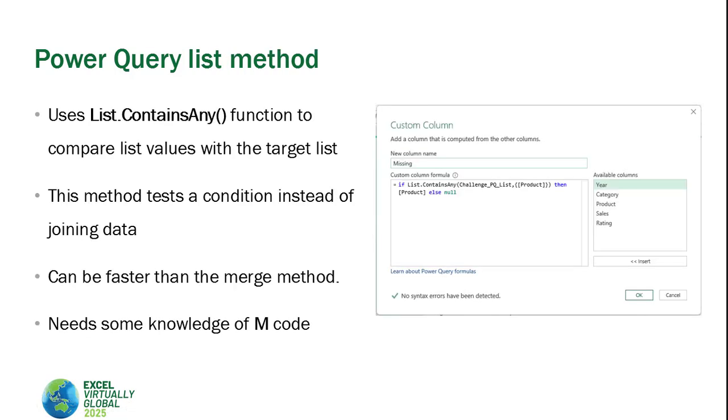Now let's look at the other method. This is a little bit more complicated if you're not familiar with M code. In the second method, we're going to add a custom column which uses the List.ContainsAny functionality. Now this method, rather than adding your data together, is going to check a condition to decide which data we're going to show for the solution. This method can be faster than the merge method, although it will always depend on your particular setup and you should always test it to be sure, particularly when you've got quite a lot of data. As I've said, you do need some knowledge of M code to be comfortable with this solution. You can't just do it with the user interface.